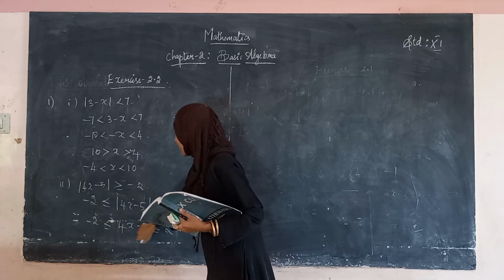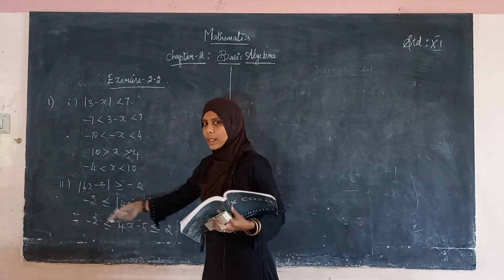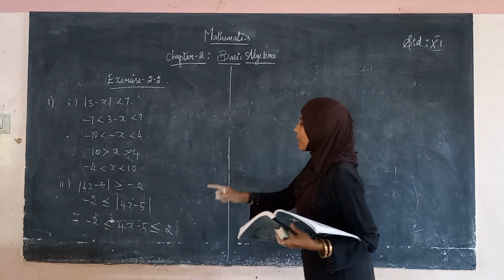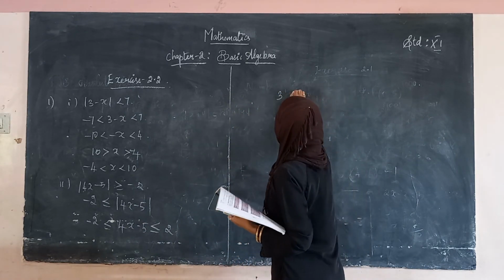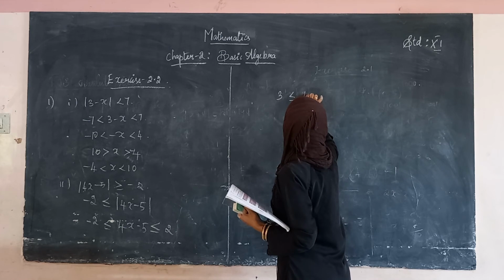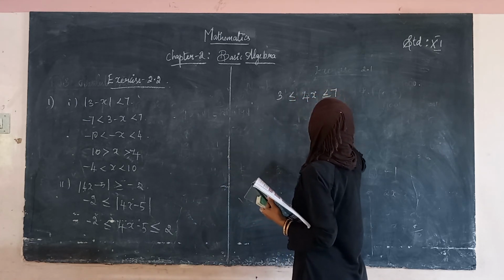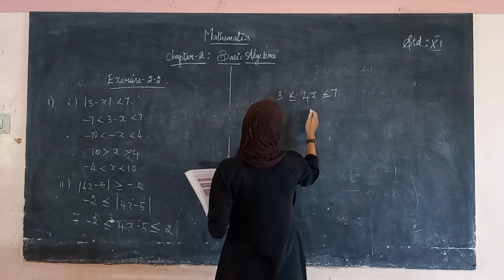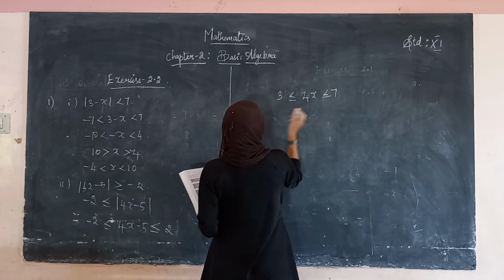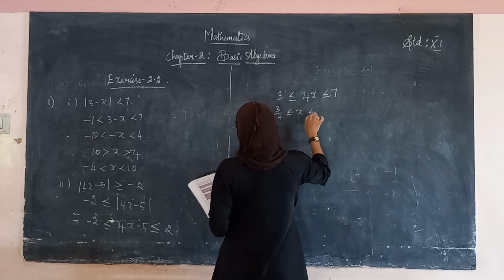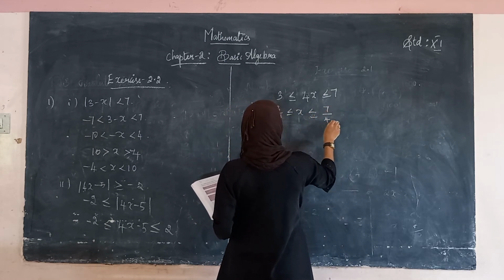Bring this minus to both sides. When it goes to the next side, what happens? It becomes plus 5. So 5 minus 2 is 3, less than or equal to 4x. So 5 plus 2 is 7. Bring this 4 to both sides, it becomes the denominator for both sides. Therefore 3 divided by 4 is less than or equal to x, which is less than or equal to 7 divided by 4.